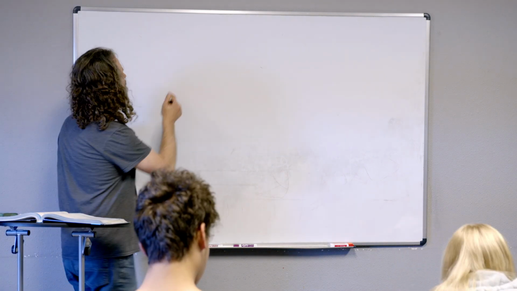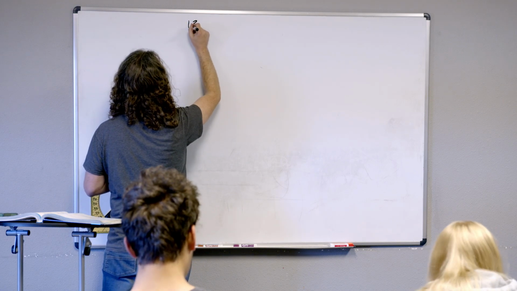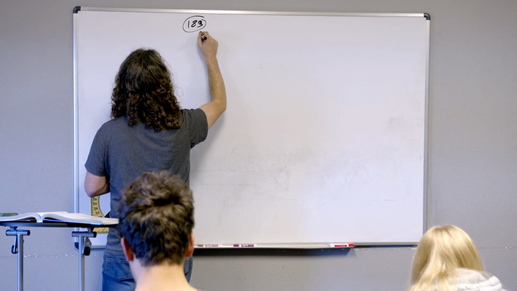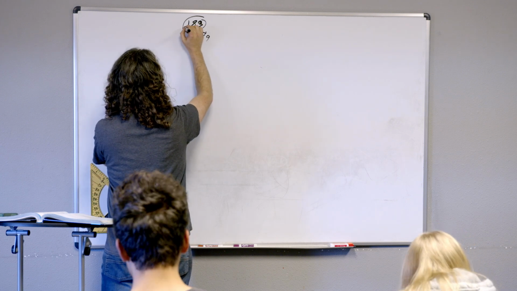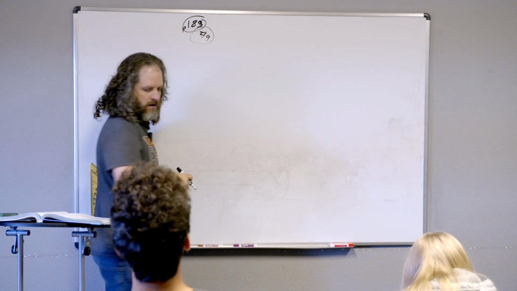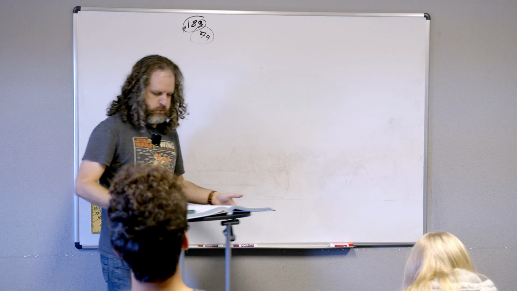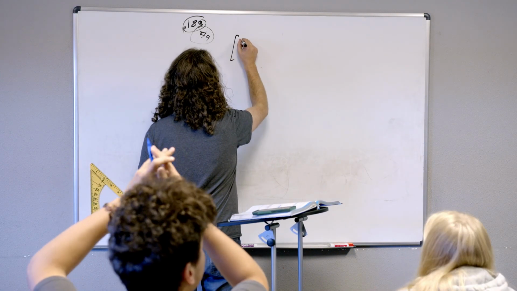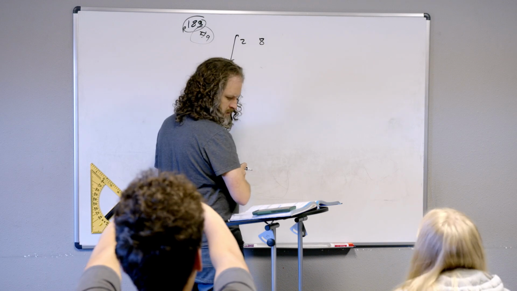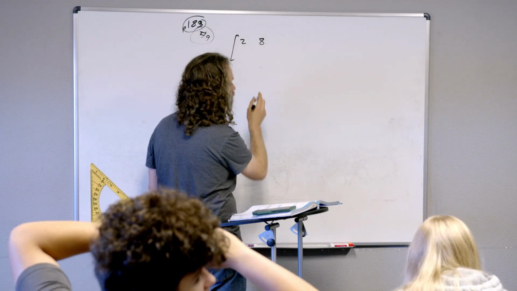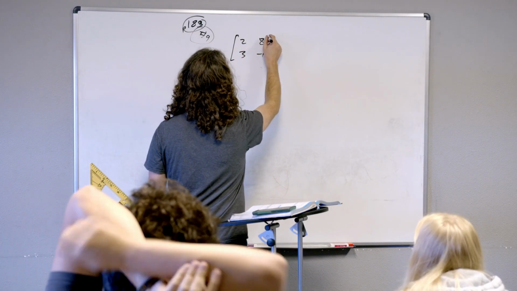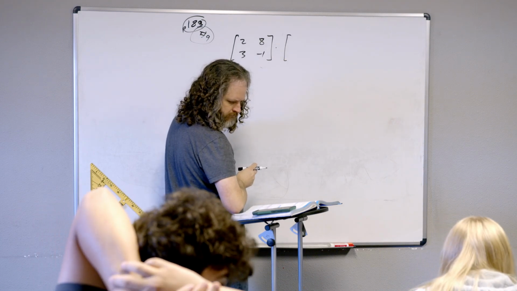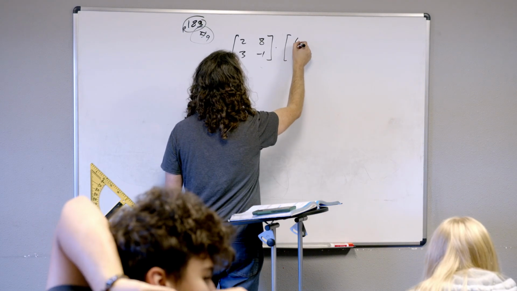Page 183. Number 9. 2 by 1 and 1 by 2. I don't know what I did wrong. I got it too. I just don't know what I got wrong. Is what I did books? Wait, what? Oh, it's a 2 by 2 and a 2 by 1. I don't know what I was thinking.